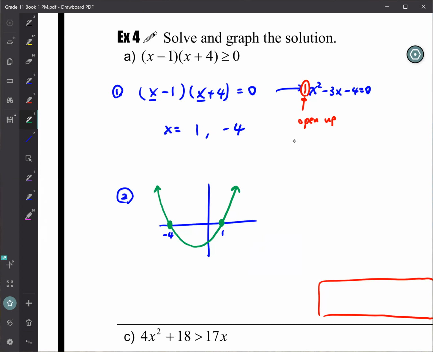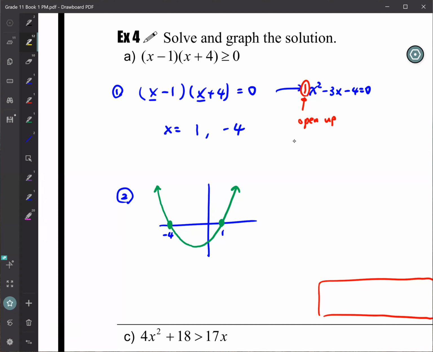Okay, what should we do after we figure out open up? Evan, what do we do next? Was it draw a number line? So what do you need to figure out first? I'm not quite sure on that one. The first question you ask is whether it opens up or down, right? Yeah. The second question you should be asking is, is it above or below? Does the question want above or below?